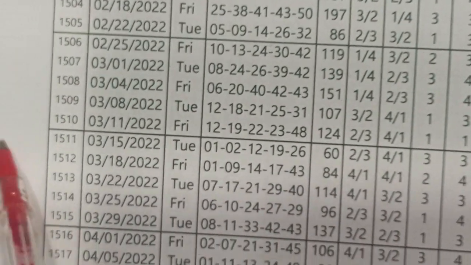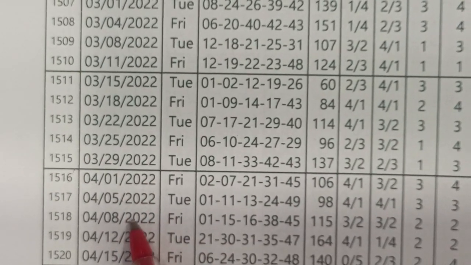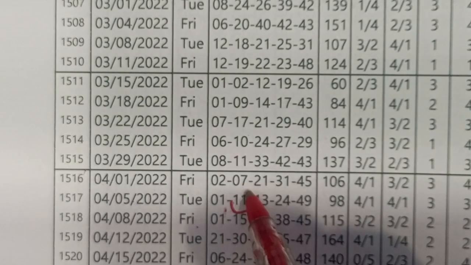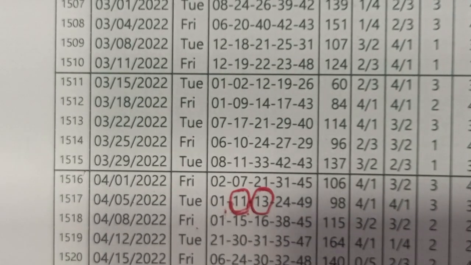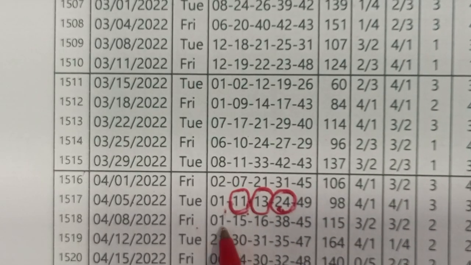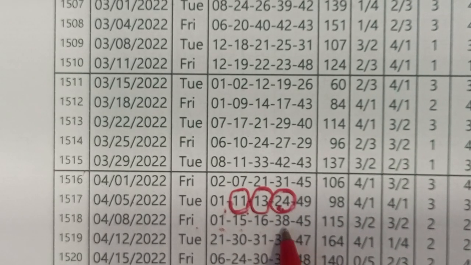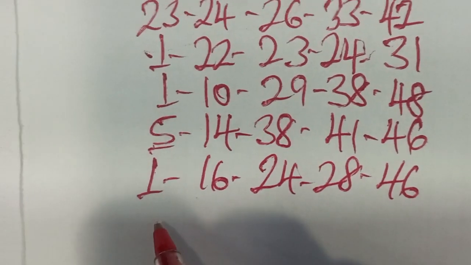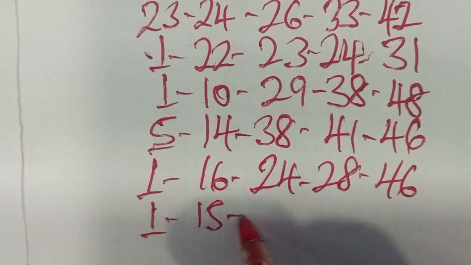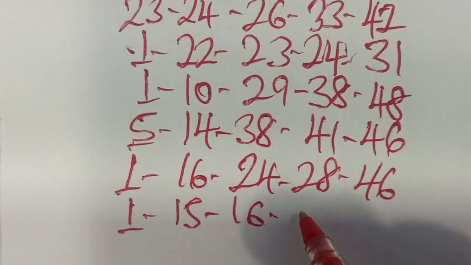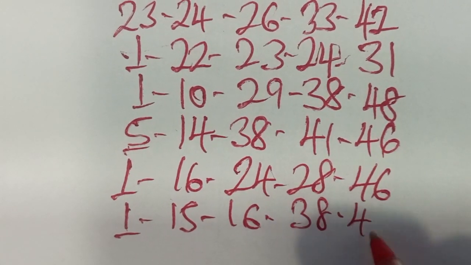1,517. Results number 1,517. So we have the number which is 11, 13, and 24. All right, so we have 1, 15, 16, 38, and 45 below. So let's copy those numbers. 1, 15, 16, 38, and 45.